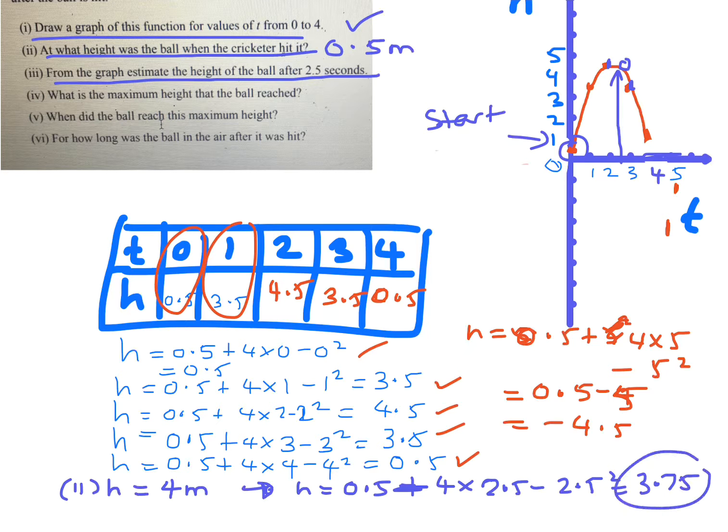So you could do the estimate of about 3.8 meters, because you've done it algebraically. You just don't have to let them know that you've done it algebraically, but you can still use the algebra to work it out.